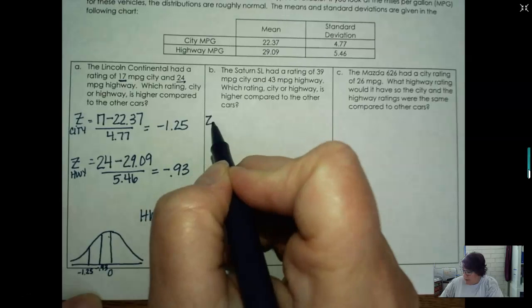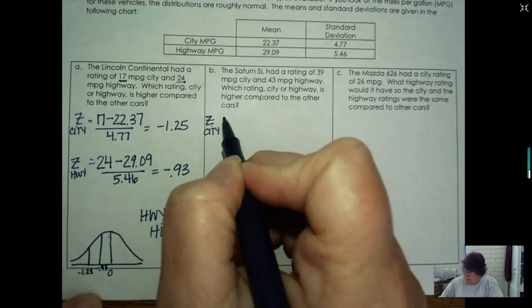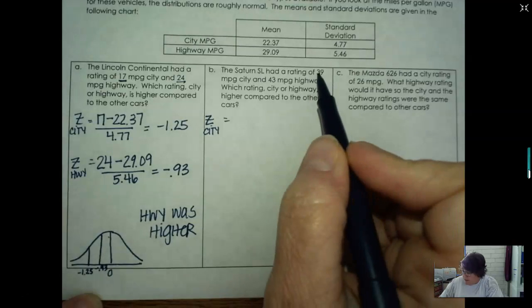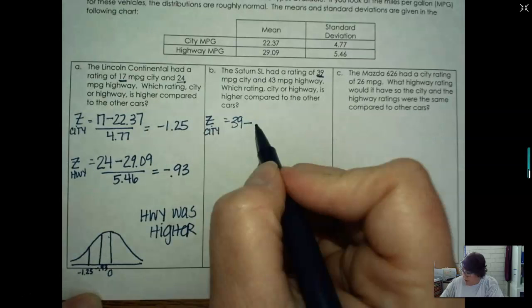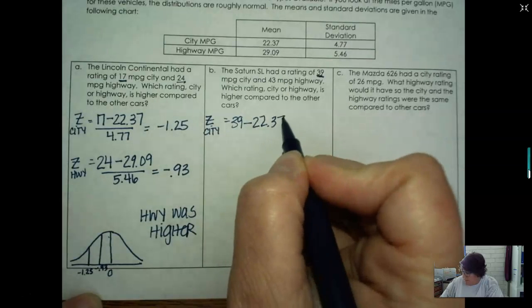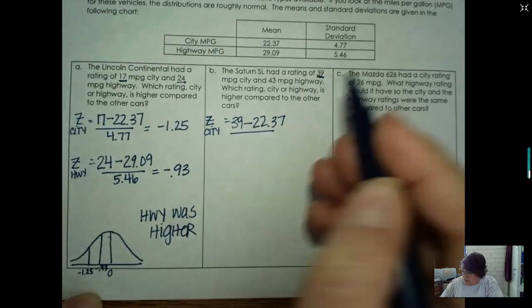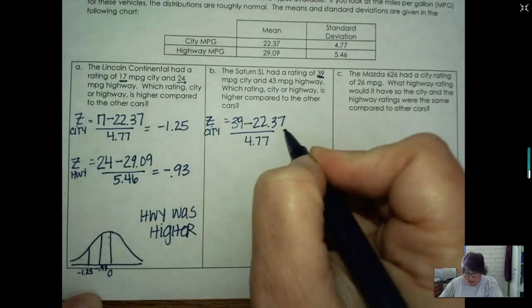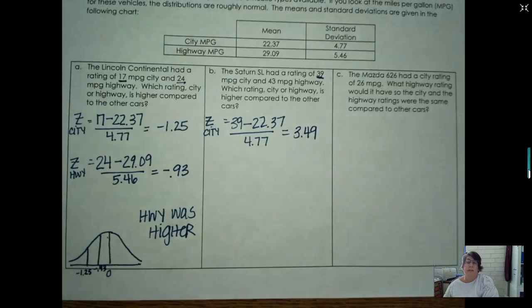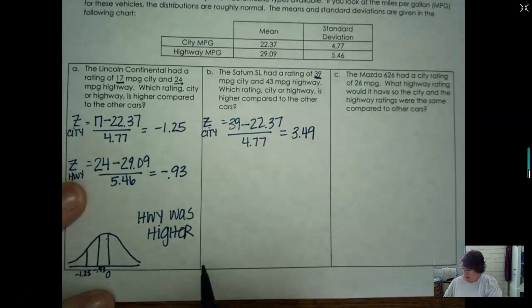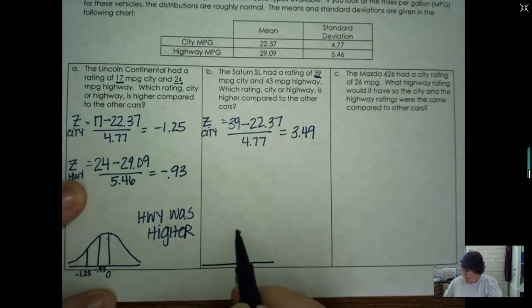We want to do the same thing. Let's get our Z-score for our city. Our score of interest is 39, minus the mean for city, which is 22.37, divided by the standard deviation for city, which is 4.77. When I calculated that all out, I got 3.49 standard deviations. Hopefully you're remembering anything outside of 2 standard deviations is considered unusual. And now we're at 3.5 standard deviations. This is really, really unusual to have this kind of gas mileage at that time.